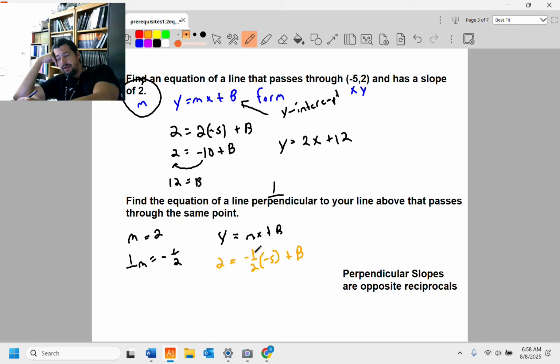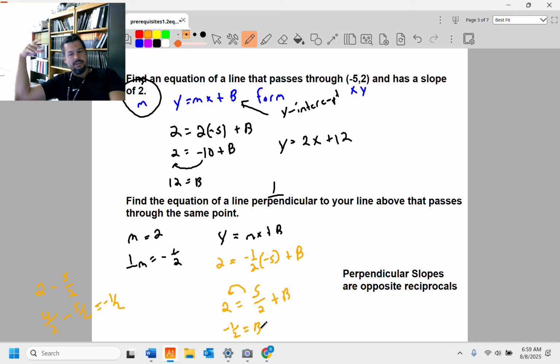Okay, so this one's got fractions, so it's a little rougher. Negative times negative is positive. 1 times 5 is 5, so this is 5/2. So 2 equals 5/2 plus b. And we're going to subtract the 5/2. So we have to figure out what 2 minus 5/2 actually is. So 2 is 4/2. So the question is, what is 4/2 minus 5/2? And that's negative 1/2. So negative 1/2 is my y-intercept. And I was kind of telling you visually that made sense to me. And turns out I was right.